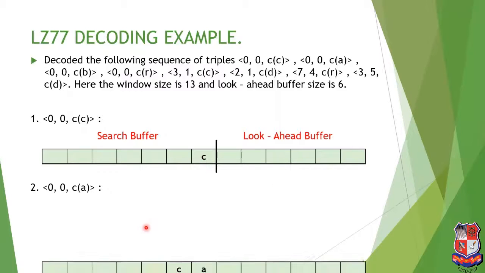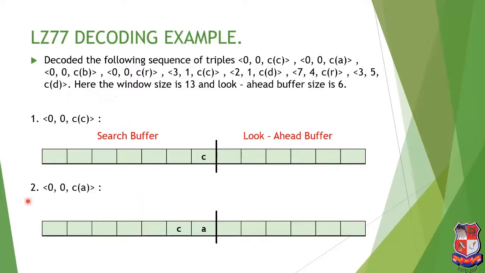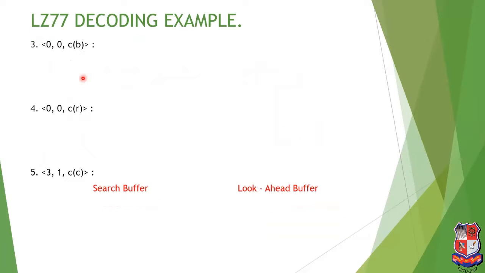Same as in our next triple: the offset is 0, the length of match is 0 and the code word is C(A). The offset and length of match are both 0, so write down the symbol A into the search buffer here. Now our next triple is (0, 0, C(B)).